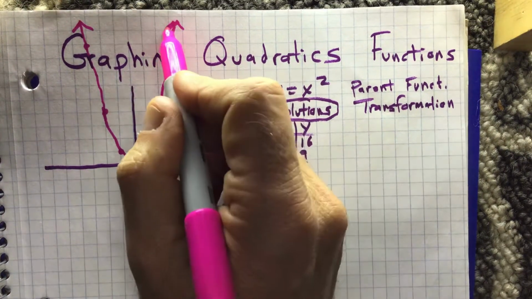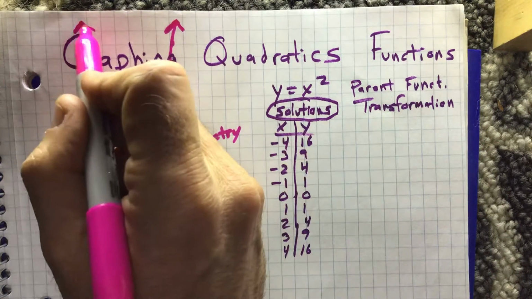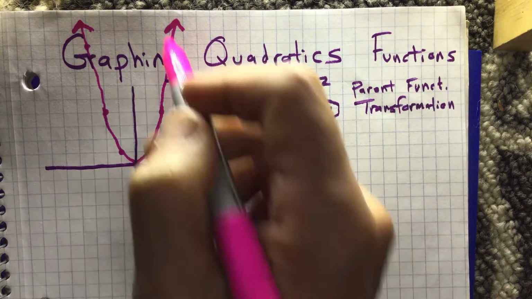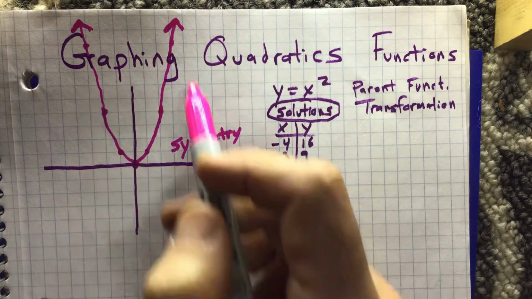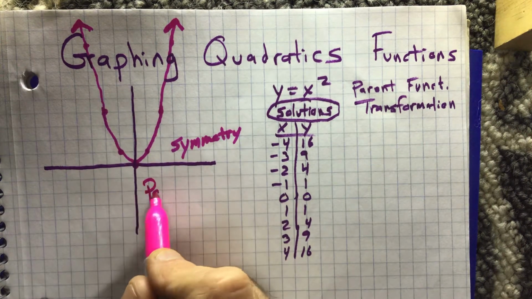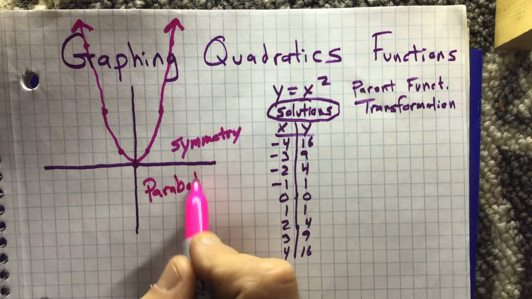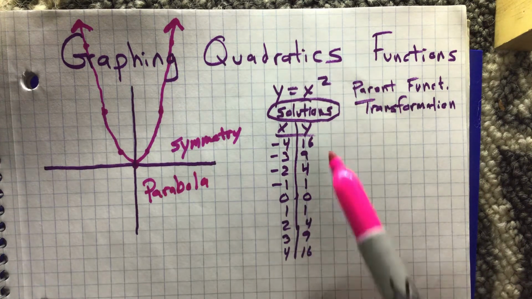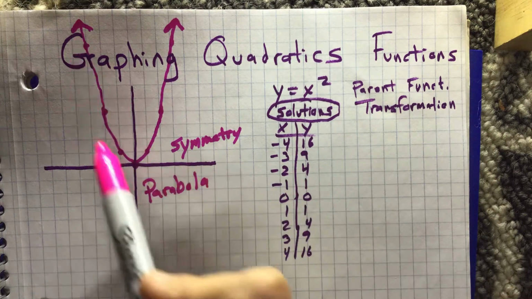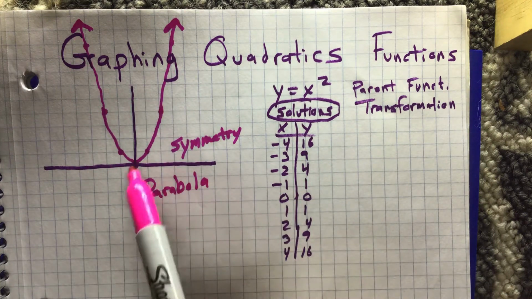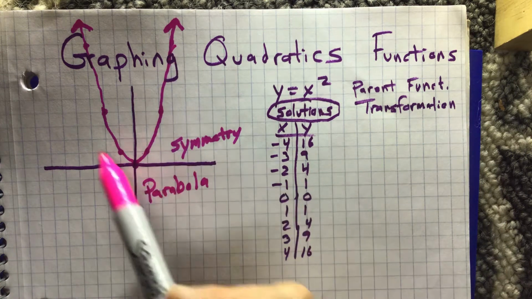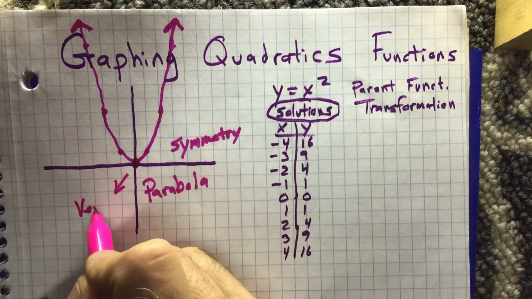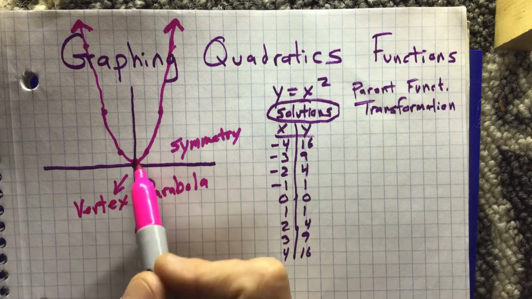And don't forget, we put the arrowheads to show that there are more solutions. It keeps going. We're stopping there because that's as far as we can fit on the graph. But this shape is called a parabola. So this is a quadratic function. The graph of its solutions are in the shape of a parabola. The parabola has symmetry, where the right side matches the left side. This point here is called the vertex. Sort of the most important point.